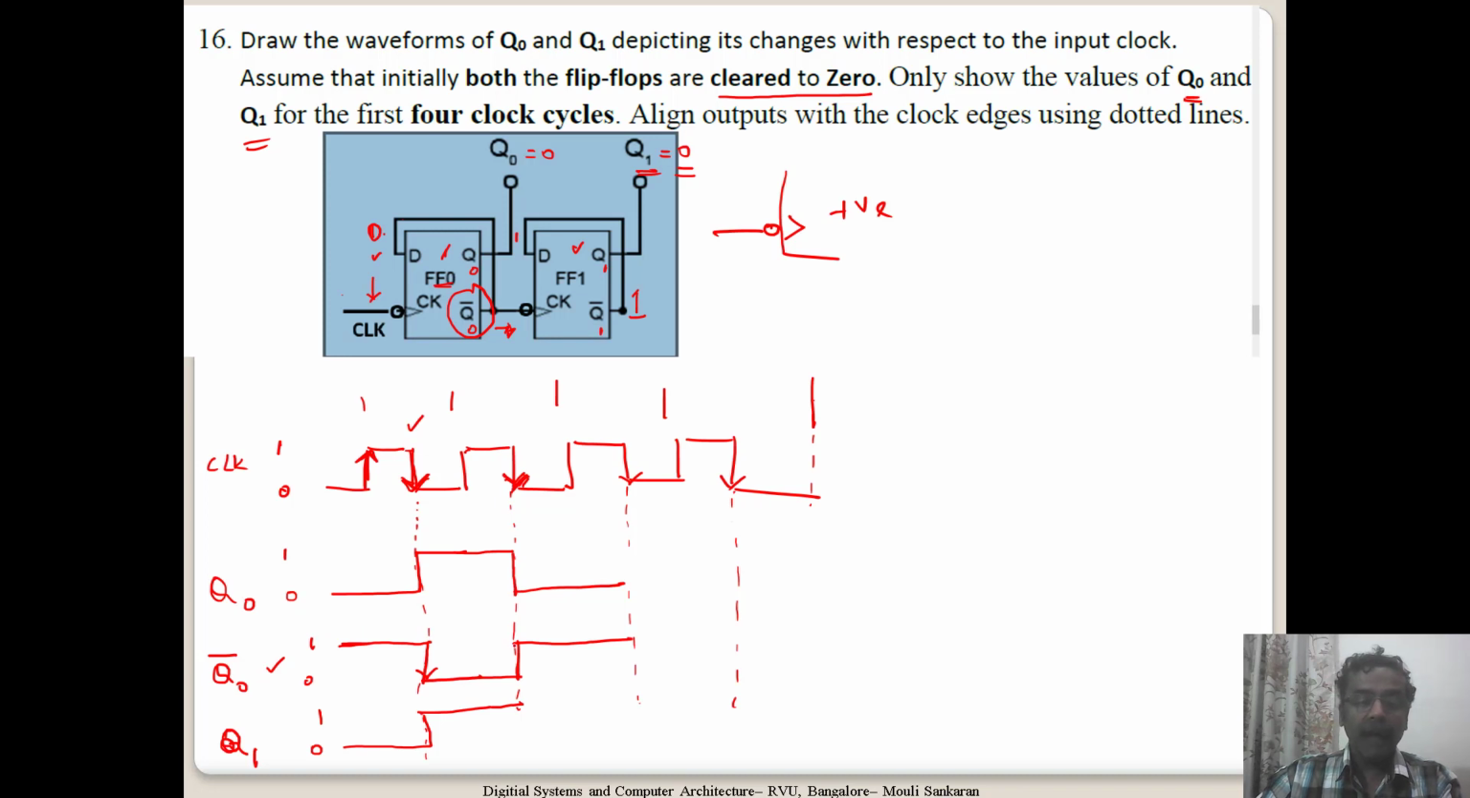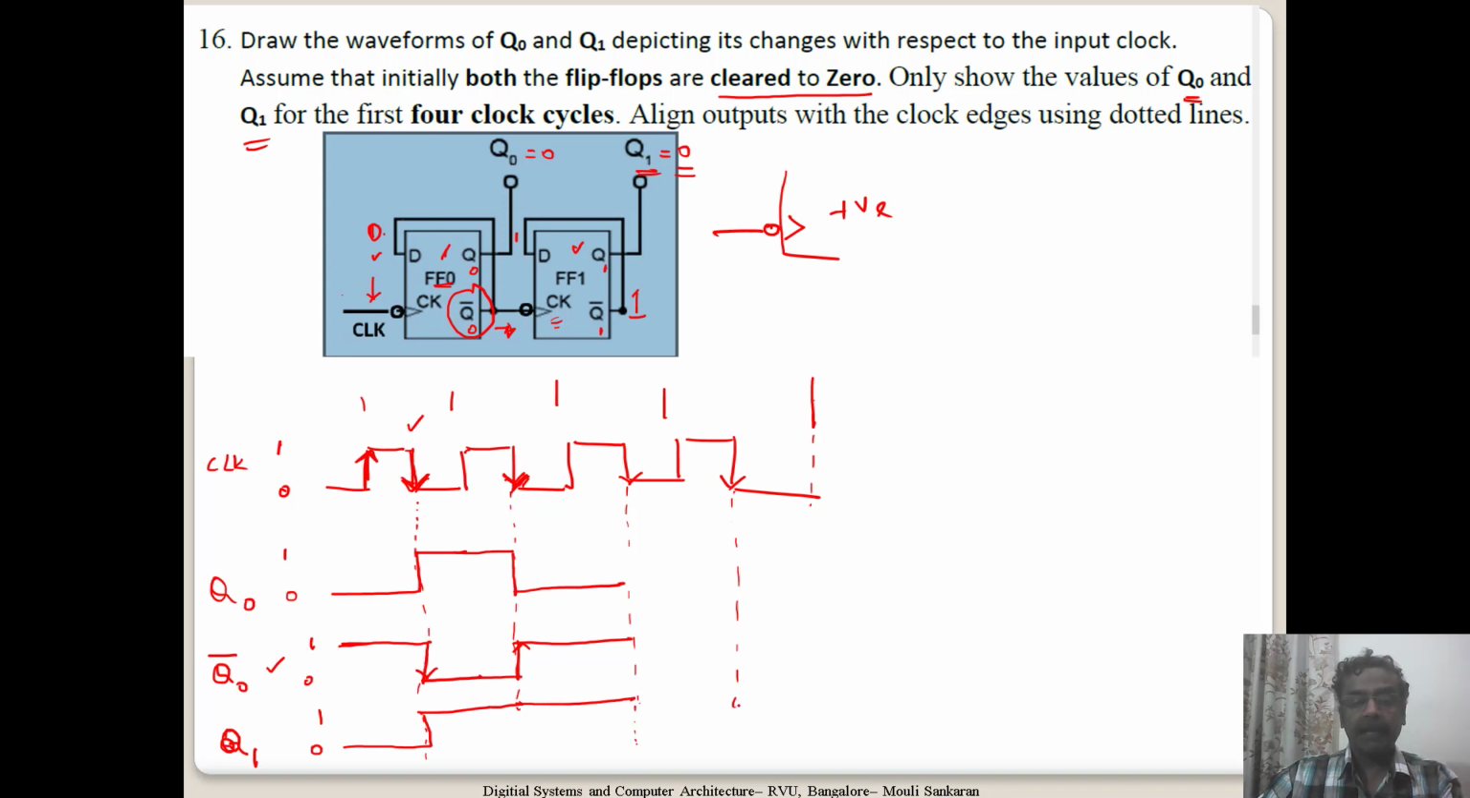Now, Q naught bar has gone up. That is not going to impact this flip-flop. If it was not a negative edge trigger, then it would have created a problem. But this is positive edge. So, Q1 is not going to be impacted by a positive change. So, it will continue to be 1.